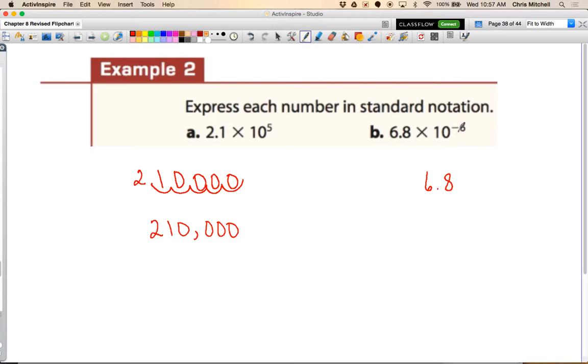So what about if we have 0.8 times 10 to the negative 6. I'm going to go in the opposite direction 6 times. 1, 2, 3, 4, 5, 6. And I'm going to put my zeros. 1, 2, 3, 4, 5. So 5 zeros. And your decimal is going to be here.